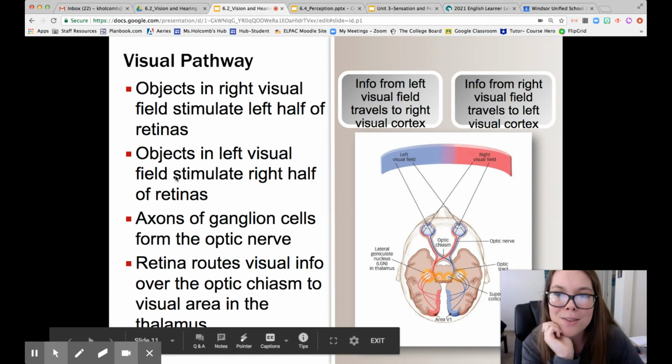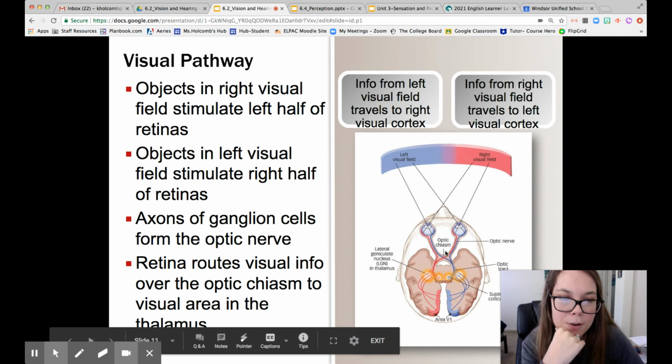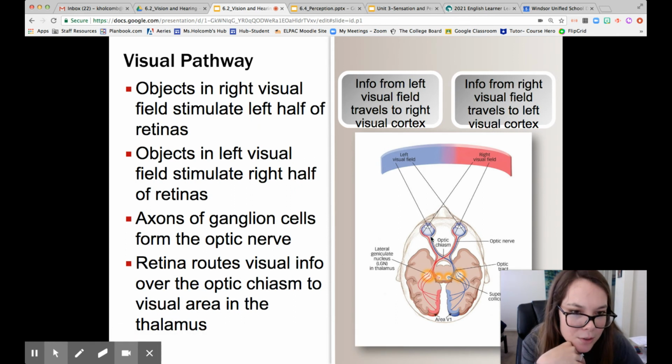Objects in the left side of the field are stimulated by the right side of our retinas. Again, the axons of the ganglion cells make up the optic nerve. And again, the optic nerve is right here, and then it translates to our brain.